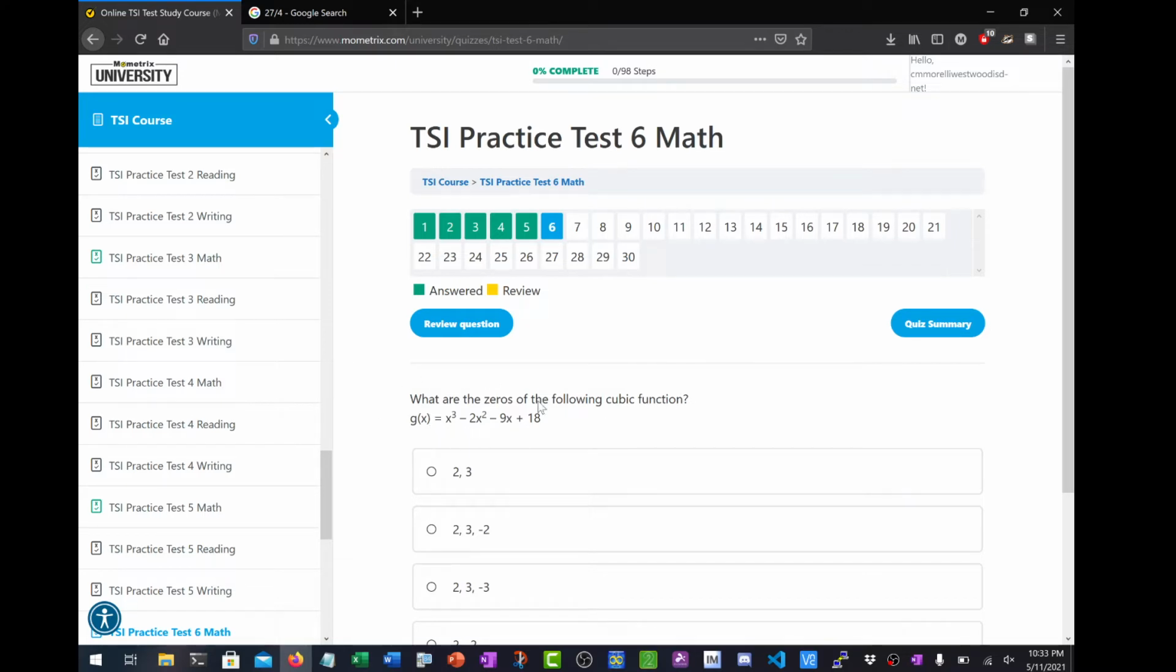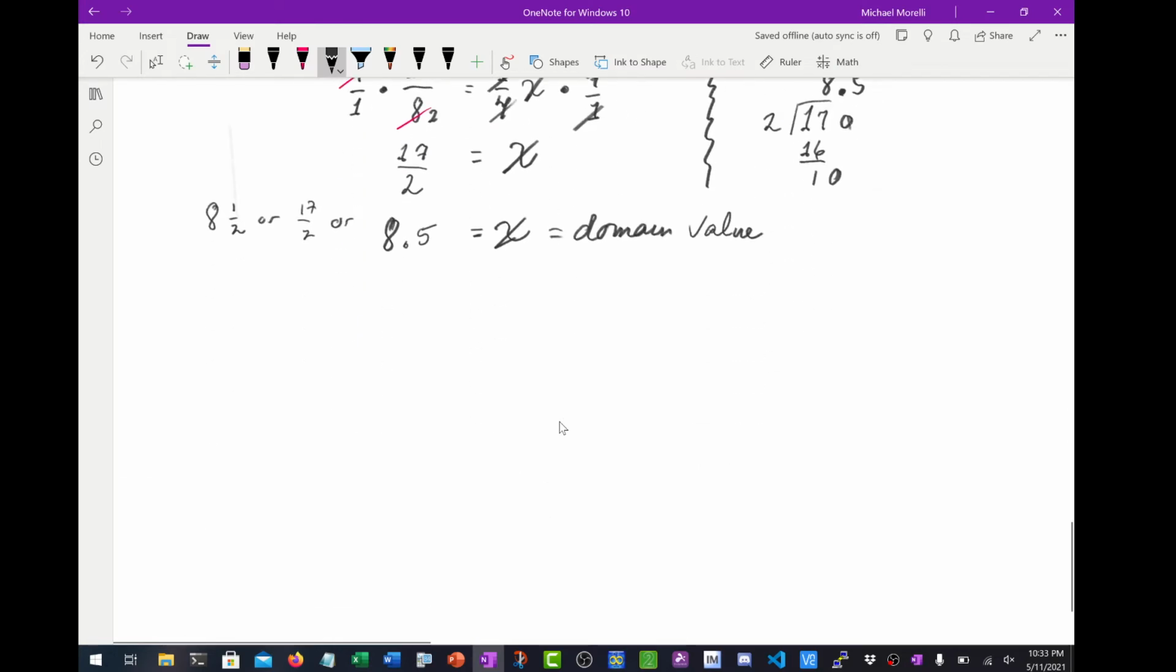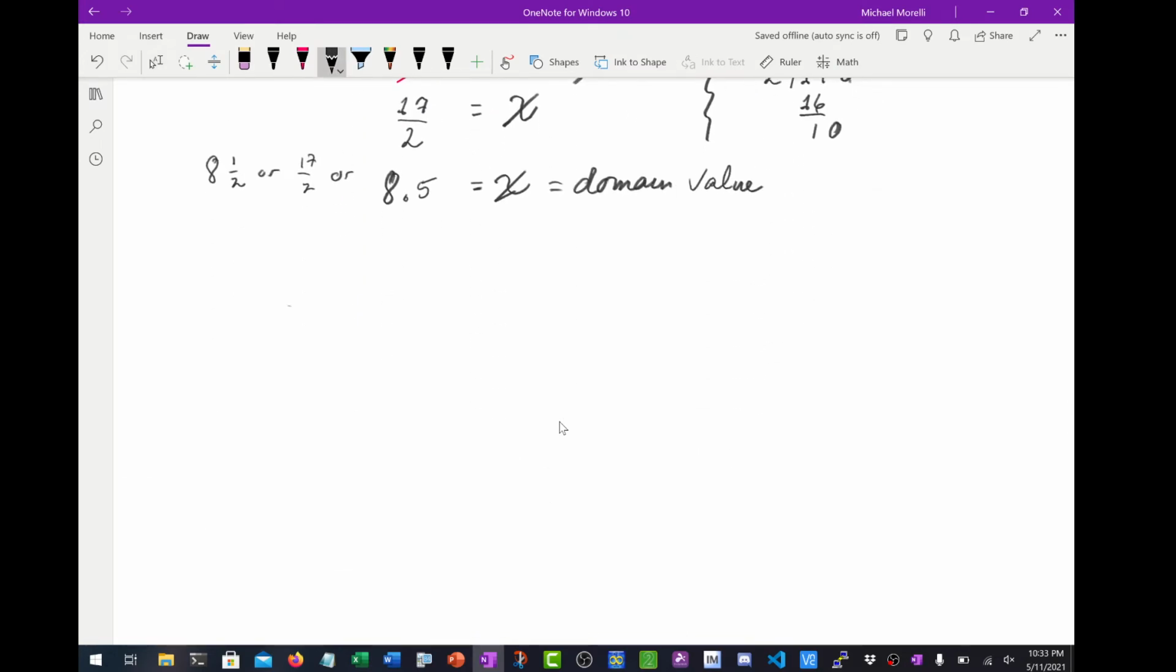Here we're asked for the zeros of a cubic. X cubed minus 2x squared minus 9x plus 18. So let's write that down. And I've already forgotten it. X cubed minus 2x squared minus 9x plus 18.